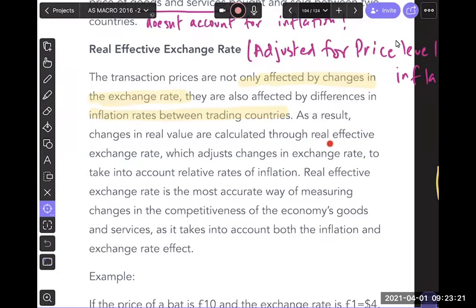So if you want to find out how inflation is affecting our exports and imports, you need to look at both the exchange rate and inflation, adjusting the exchange rate to take into account the relative rates of inflation. And we believe that this is the most effective way to figure out whether the country is competitive or not.